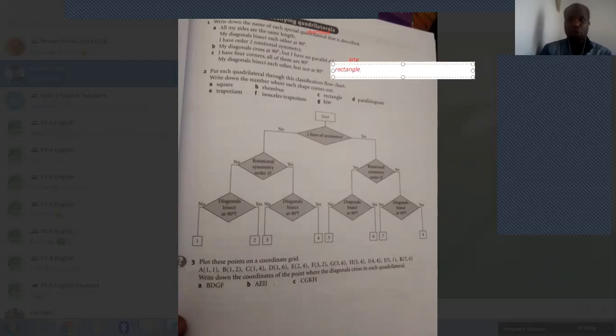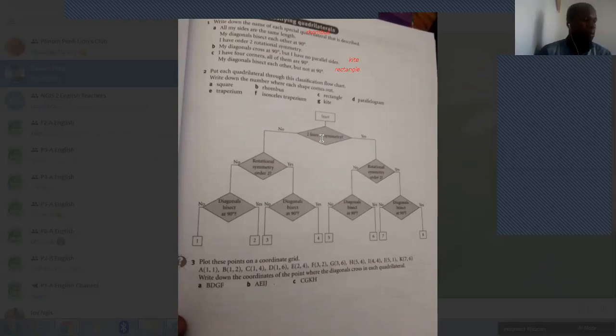So I'm expecting you to also be writing in your book right now as we are revising. Right, put each quadrilateral through this classification flowchart. Write down the number where each shape comes out. But we are starting from the beginning, 2 lines of symmetry, right? Which quadrilaterals have got 2 lines of symmetry?